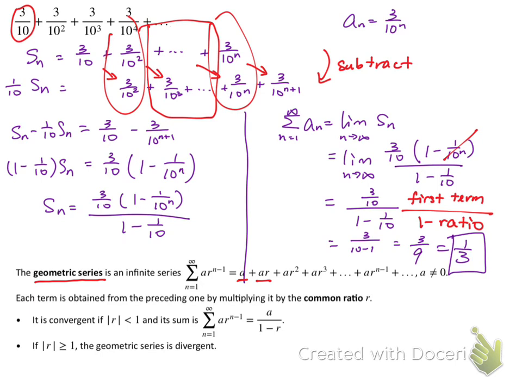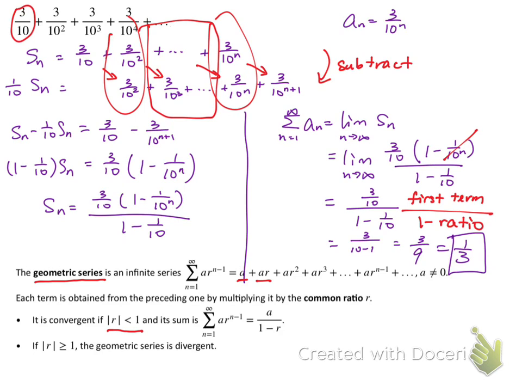And if the absolute value of r is less than 1, which means you keep multiplying the same number to the previous term, so the number you are multiplying has an absolute value less than 1, then the series converges to first term over 1 minus common ratio, a over 1 minus r. And if the absolute value of the common ratio is 1 or higher, the geometric series is divergent.